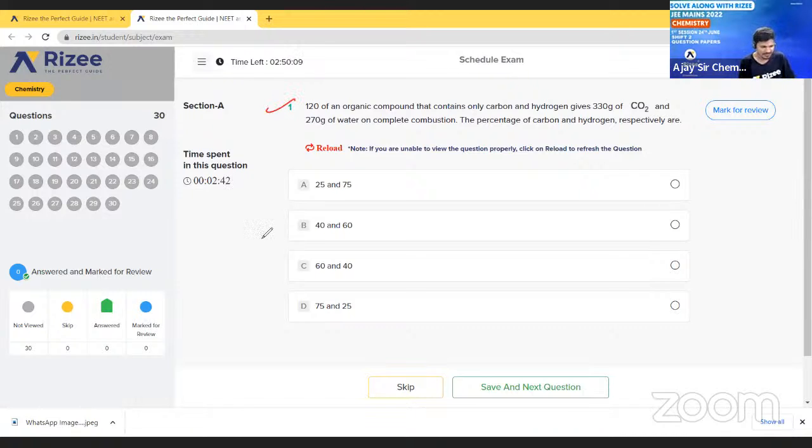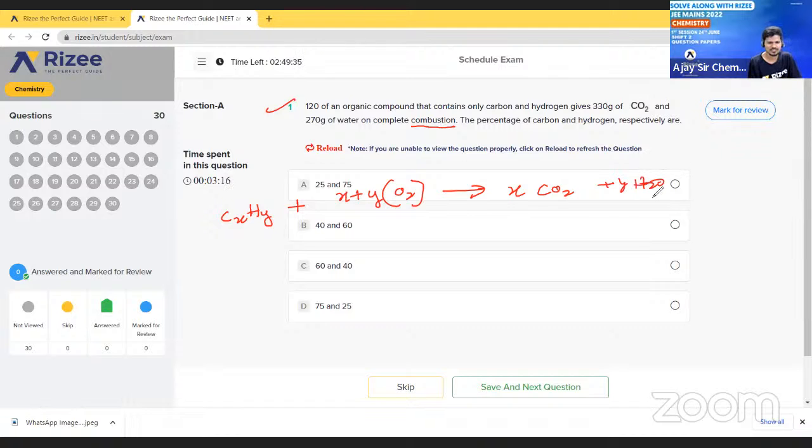Okay, let us discuss the answer. This reaction is based upon combustion. The basic reaction for combustion is CxHy plus (x + y/4) O2 gives x moles of CO2 and y/2 moles of H2O. This is the basic formula for the combustion reaction.